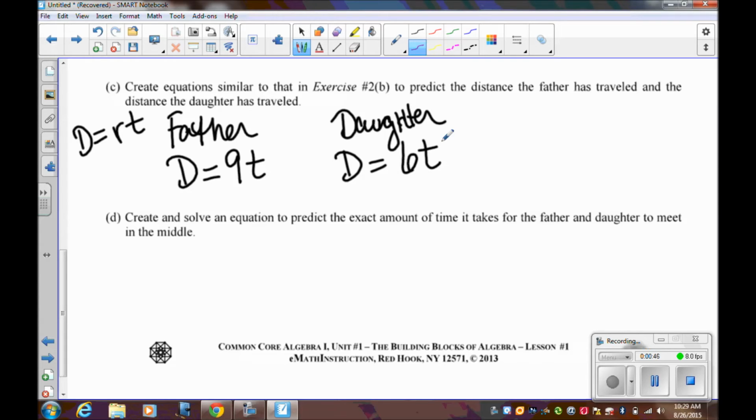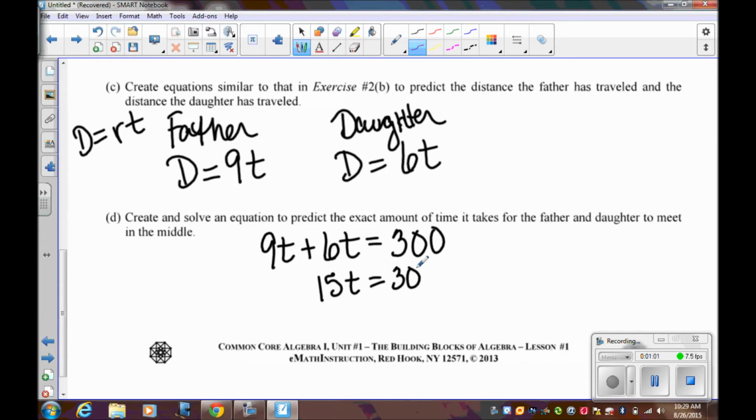Create and solve an equation to predict the exact amount of time it takes for the father and daughter to meet in the middle. So father's distance plus the daughter's distance equals the total distance of 300. Combining like terms, we end up with 15t equals 300. To solve for t, we're going to divide by 15, and we end up with 20 seconds.